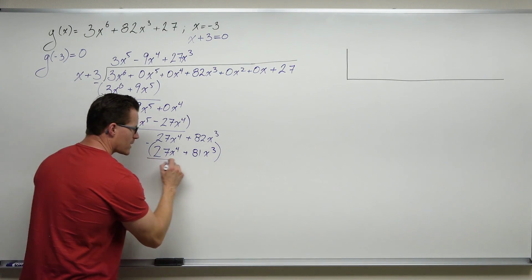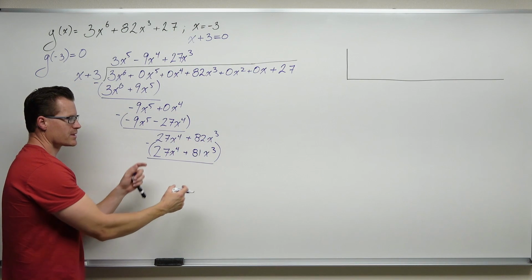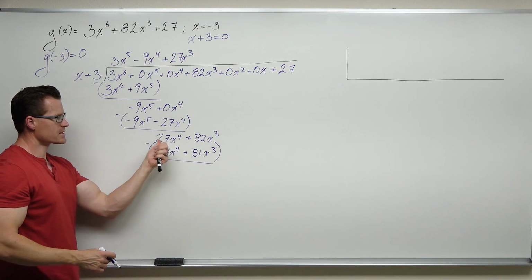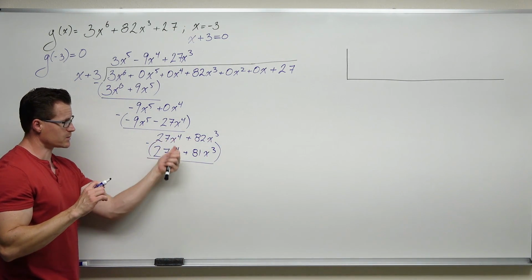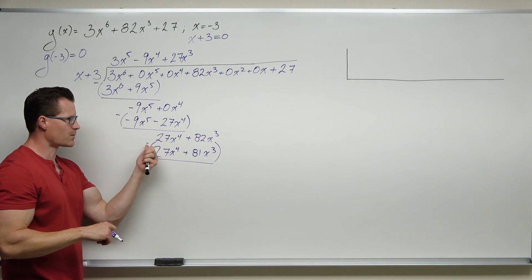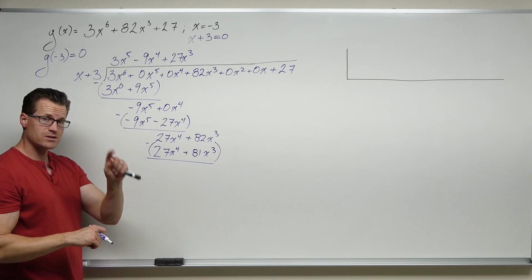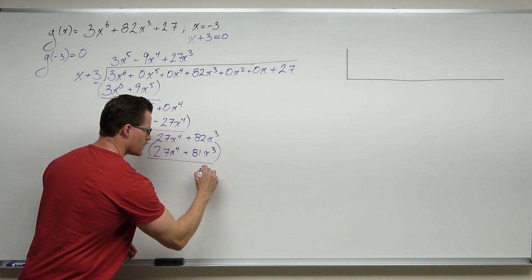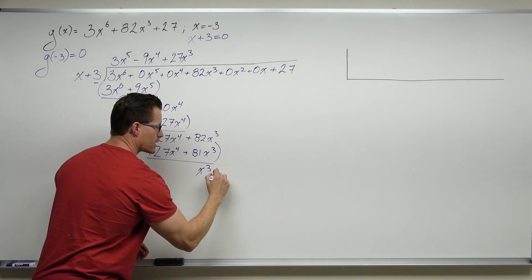So I'm keeping in mind that when I subtract, all my signs change inside my parentheses. That's why I put my parentheses. 27 minus 27 is 0. My exponents match up. That's fantastic. 82 minus 81. Remember, we're subtracting positive 81. That's 1x to the 3rd. And I bring down my 0x squared.